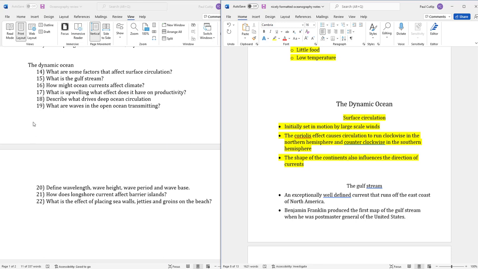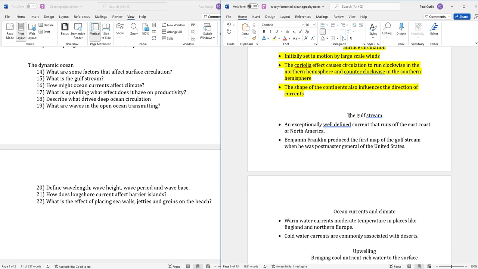Okay, so let me see. What's the Gulf Stream? Here it is right here, right? The Gulf Stream is a very well-defined current that flows to the north from the south off the east coast of the United States. It goes all the way over into the North Atlantic, where it moderates temperatures in England and places like that, and we will talk more about that in just a second. In fact, let's talk about it now.